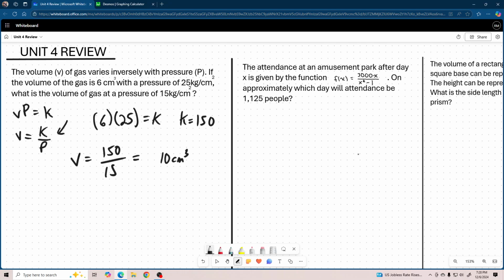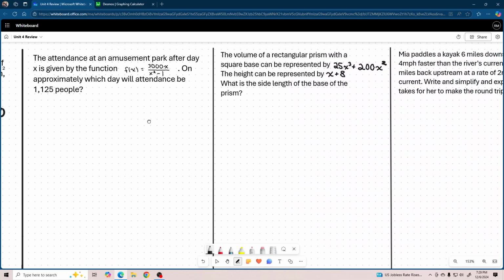And now, like I always say, you can go back and check the math completely, you can redo that, but we should always ask ourselves, does this make sense? So at 6 centimeters cubed, it was at 25, and we vary inversely, so as the pressure goes down, the amount of gas should increase, right? Because it's inverse, it should work in the opposite way. So it did, right? We went from 6 to 10, which means that it did increase. So the answer does make sense. We can put a circle around it and feel pretty good about that. All right, easy peasy. All right, number 2.